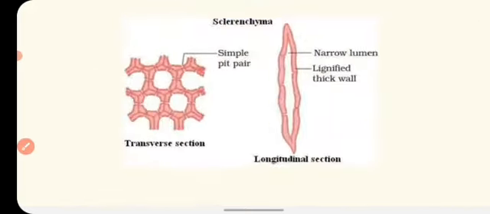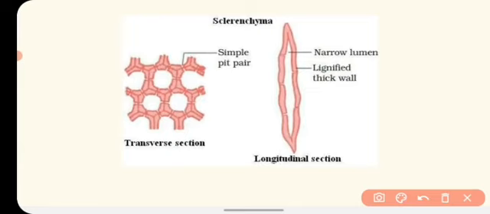Here you can see in sclerenchyma their cell wall is highly thick, and they are elongated, fiber-like, and their internal space is narrow. In the cell wall of the sclerenchymatous cell there is the deposition of lignin, and that's why this is called a lignified thick wall. Due to the deposition of lignin, the cell wall becomes highly thick and the internal space becomes reduced.